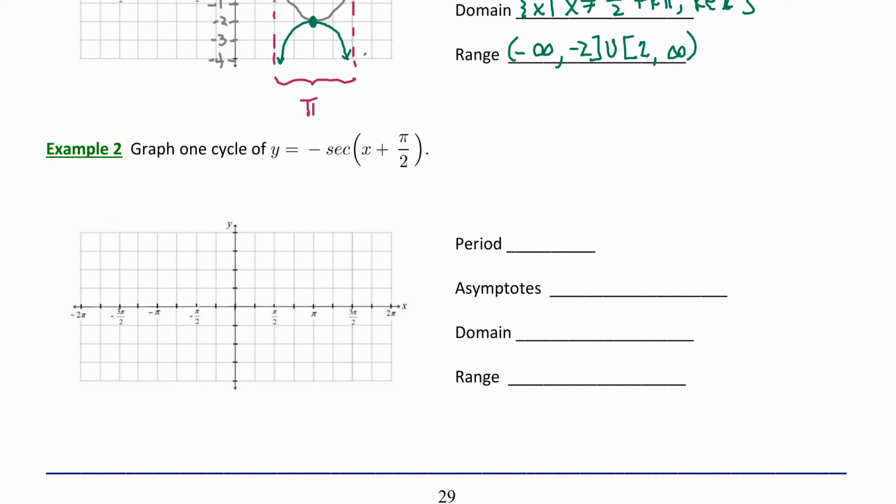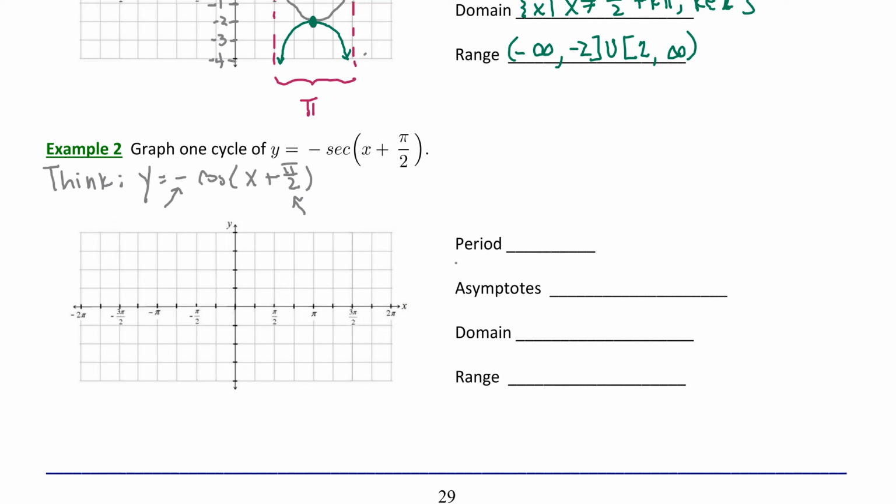Let's practice another example. Graph one cycle of y equals negative secant of x plus pi over 2. So to figure out this graph, I'm going to consider its corresponding cosine wave. I want to graph negative cosine of x plus pi over 2. First, notice that we have a reflection across the x-axis because of the presence of this negative. In addition, we have a phase shift left by pi over 2 units.